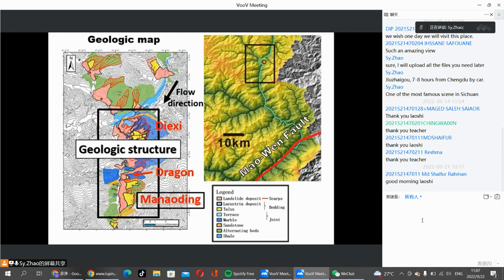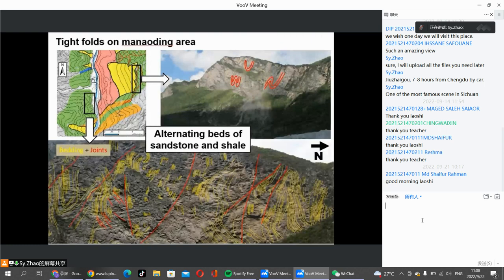So here I would like to talk about several of them to present the most typical landslides characterizing the geologic structures in the domain. And let me start from the Maladin landslide.